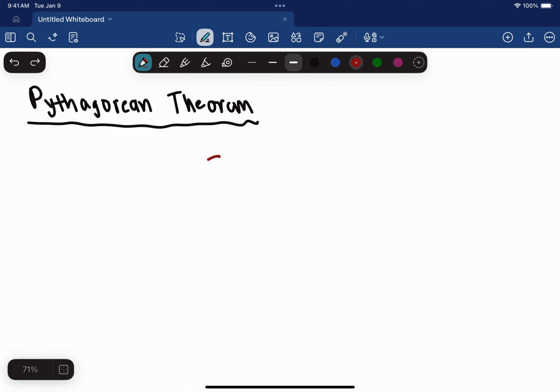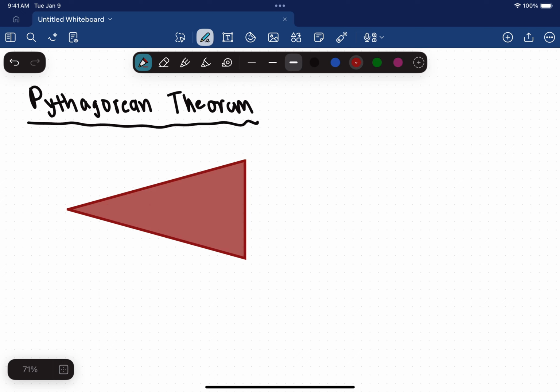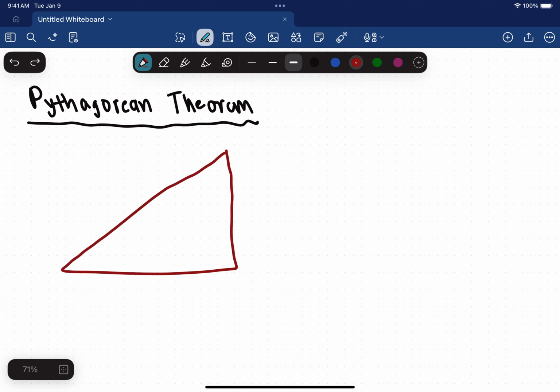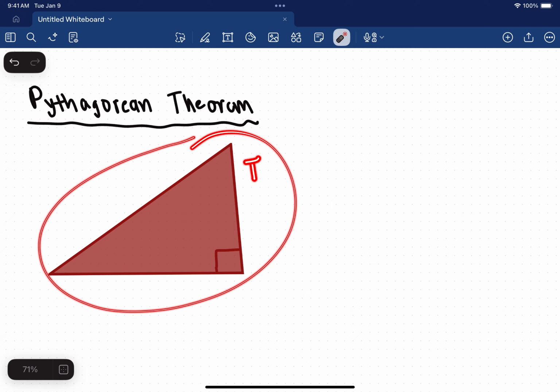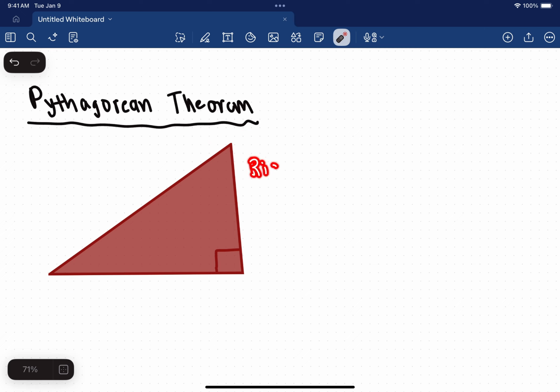So, Pythagorean theorem, we will draw ourselves a triangle once more. A right triangle. I forgot to specify that from the last video. If you see this square right here, that means that this whole thing right here is a right triangle. And what that basically means is one of the angles in that triangle will always be 90 degrees.